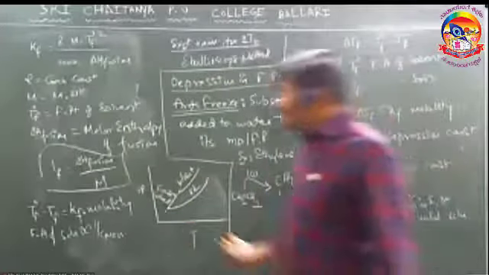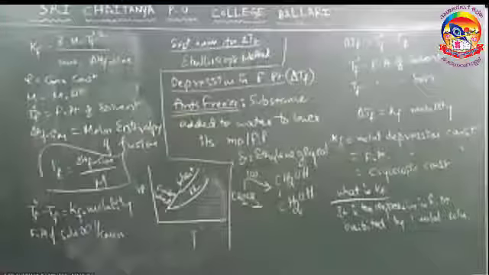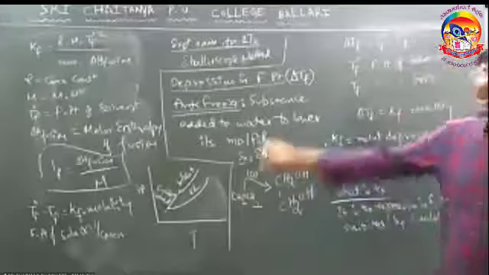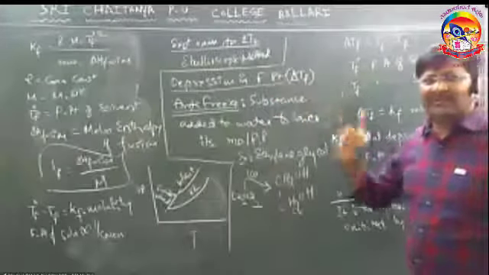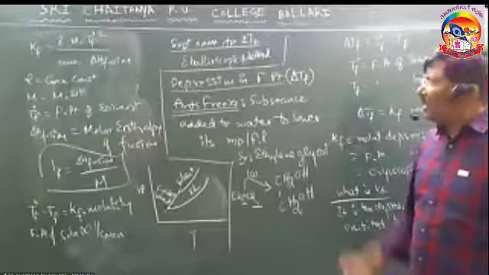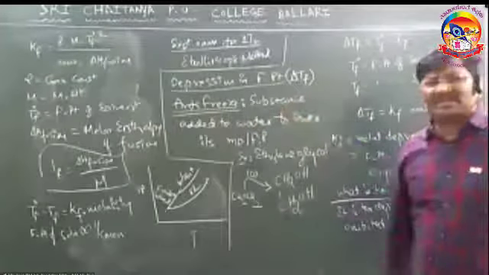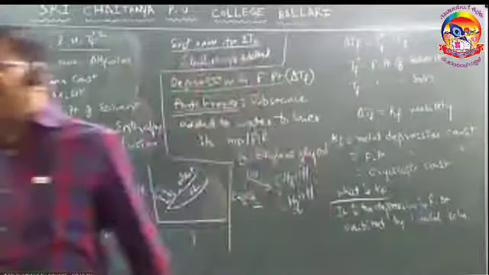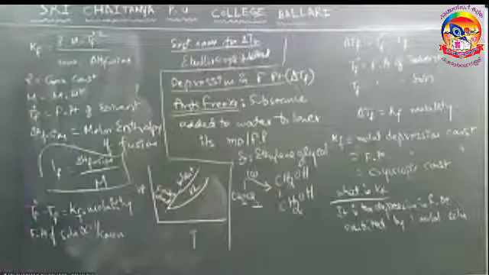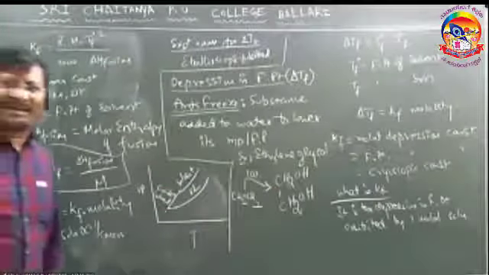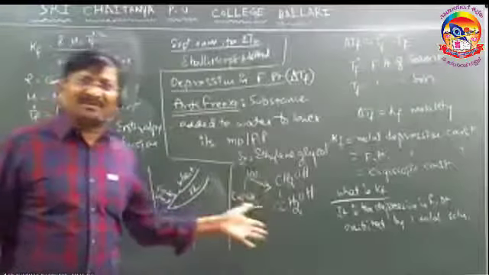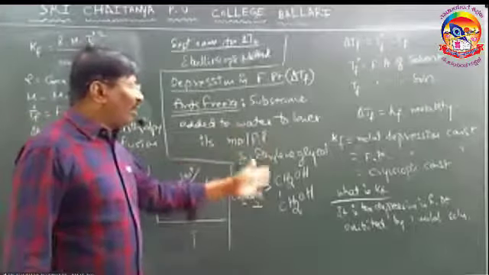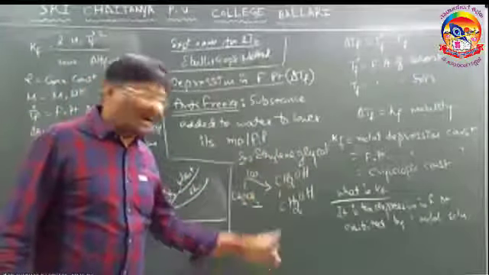So this is about the depression in freezing point, delta TF. Here we also discussed antifreeze. What is the meaning of antifreeze? It is a substance added to a solvent or water to lower its melting point or freezing point. The best example for water antifreeze is ethylene glycol.